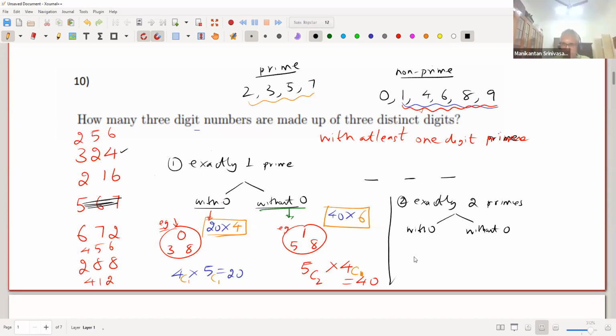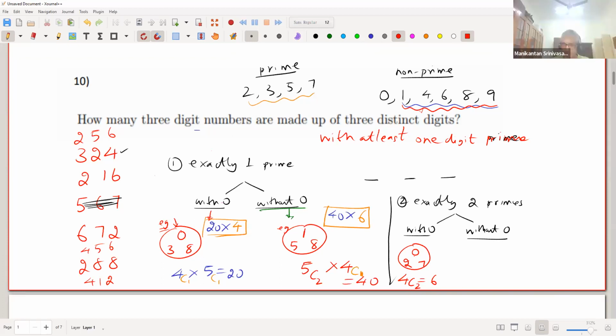So if 0 is chosen, then the other 2 have to be prime, because 0 is already the non-prime digit, and we have to select a number with exactly 2 primes. So an example number would be 027, something like this, right? In how many ways can I choose? There's no choosing for non-prime numbers at all, because 0 is the only one which I've already chosen, and then I can select any 2 primes, 4 choose 2 ways, which is 6 ways, right? And having chosen these 6, in how many ways can I arrange them?